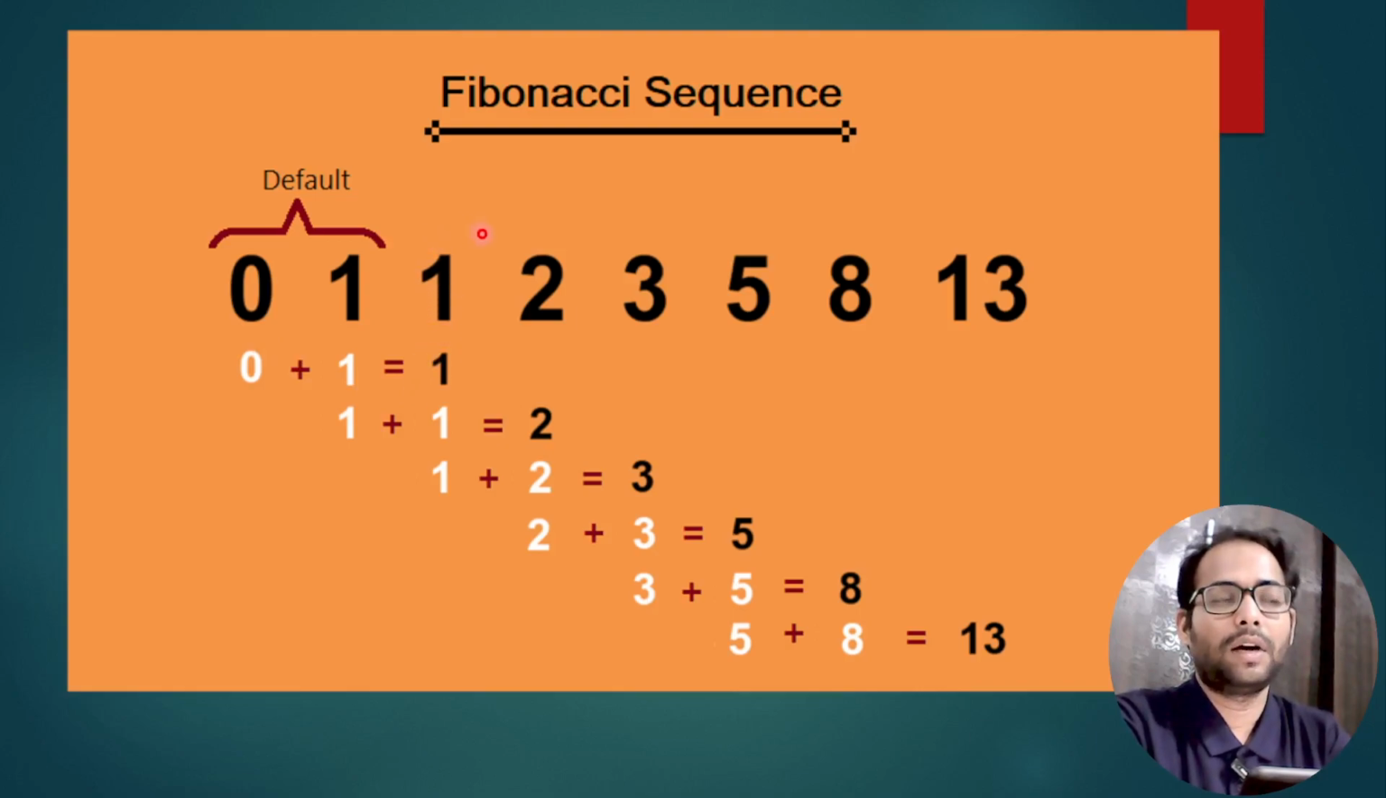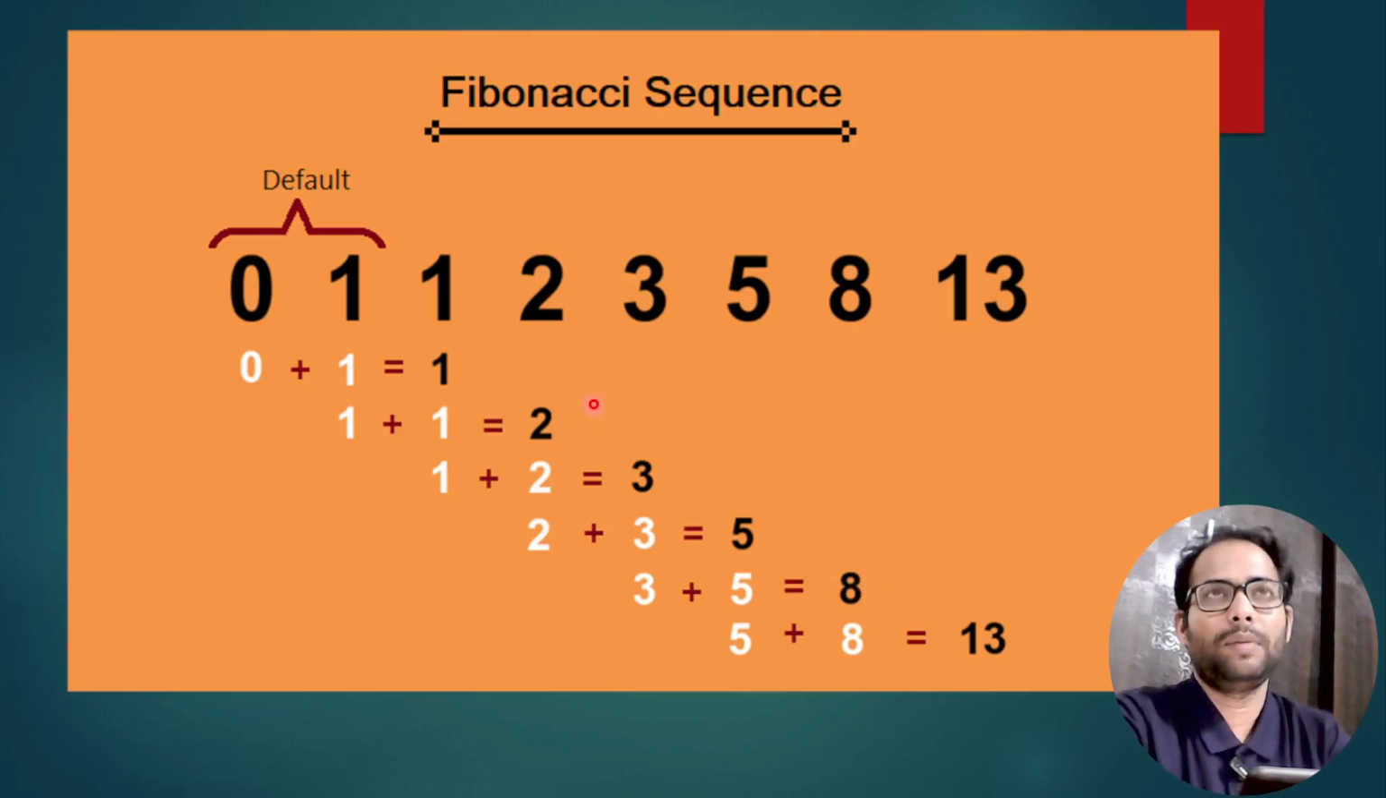So after that, how to find the next one? The current number in addition with the previous number, that is 1 plus 1, will result in 2. So this value is 2 now in the next term. So what is the next term after 2? 2 plus the previous value, that is 1. So 2 plus 1 will give you 3. The next term is 3 plus 2, which is 5. Then 5 plus 3 is 8. So like this it will go on.